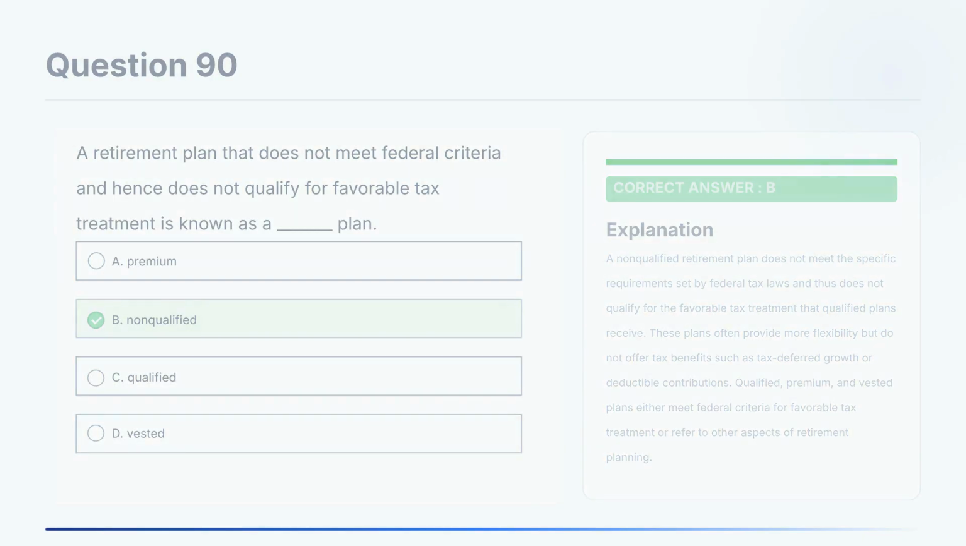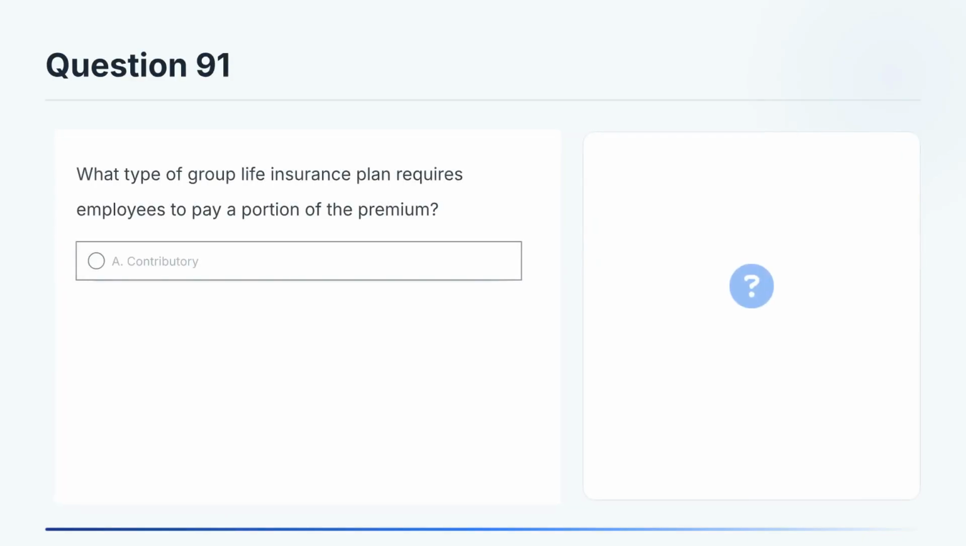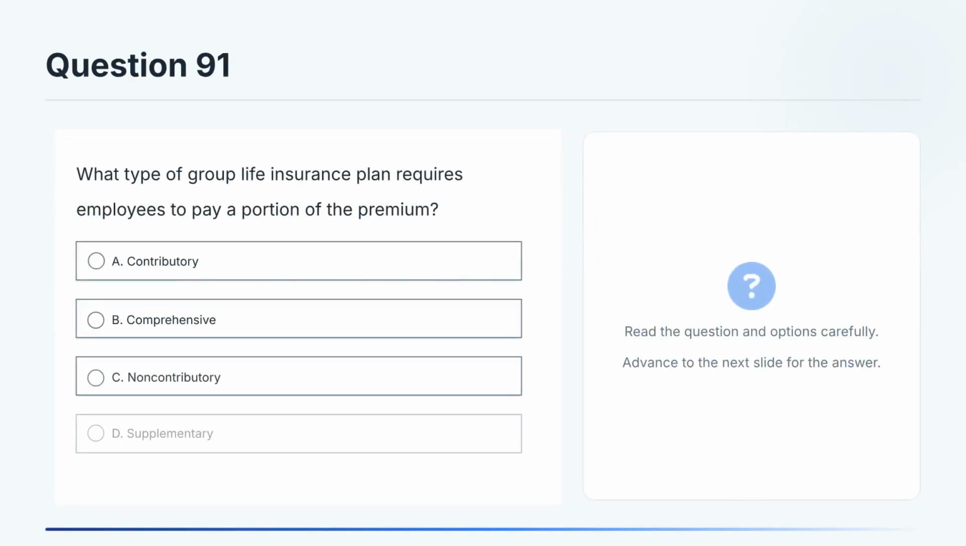We are down to the single digits. Just a few more questions separating you from mastering this exam. Let's bring it home.